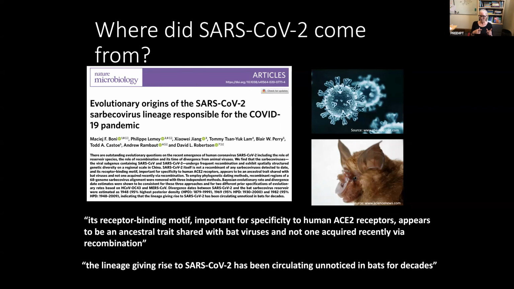But this paper here suggests that actually R0 may have been supercritical in bats. So this pathogen can jump directly from bats into humans. This paper came out in Nature Microbiology at the end of July, and I'll just quote a couple of things. It said, its receptor binding motif, important for specificity to human ACE2 receptors, appears to be an ancestral trait shared with bat viruses and one not acquired recently by a recombination. And the lineage giving rise to SARS-CoV-2 has been circulating unnoticed in bats for decades. So SARS-CoV-2 may still be circulating out there and many others like it with the ability to transmit within humans.